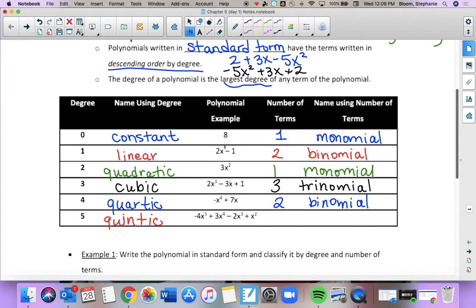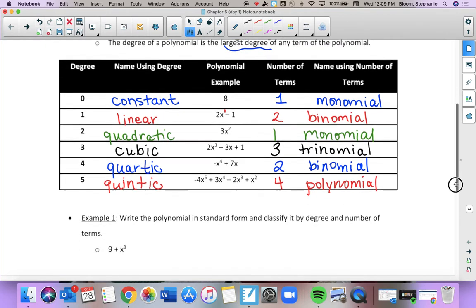All right, how many terms does the last one have? 4 terms. So when you get to 4 or more, you're going to use that prefix poly. So this is polynomial. Okay? So these are the words you need to memorize. 0 through 5 for degree, and then 1 through 4 or more. So 4 or more will always be poly for naming by number of terms.